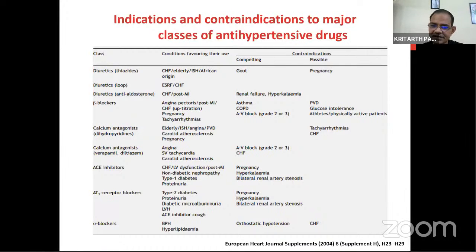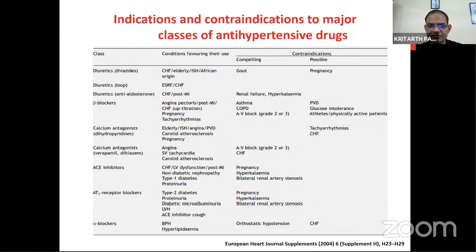Anti-aldosterone and potassium-sparing diuretics are favored for congestive heart failure and post-MI, but contraindicated in renal failure, particularly in patients with hyperkalemia, and should also be avoided in pregnancy. Beta blockers should be avoided in asthma, COPD, AV block, and peripheral vascular disease, or in athletic or physically active patients. Calcium antagonists of the dihydropyridine type should not be given in tachyarrhythmia patients or patients with heart failure, but are useful in elderly isolated systolic hypertension, angina, peripheral vascular disease, carotid atherosclerosis, and pregnancy.